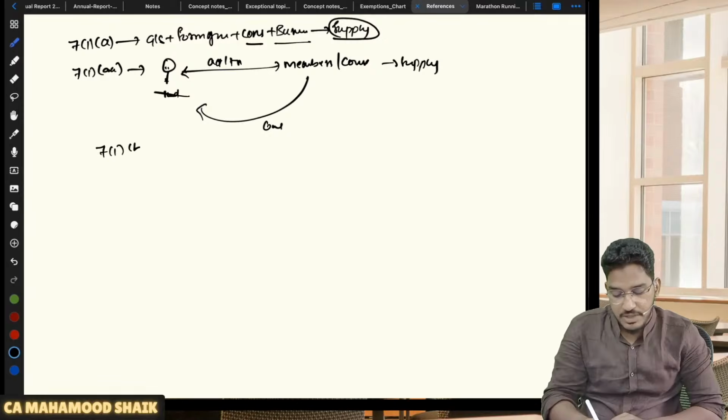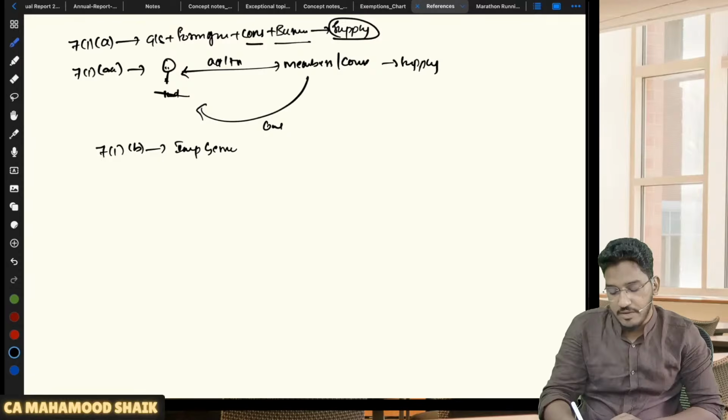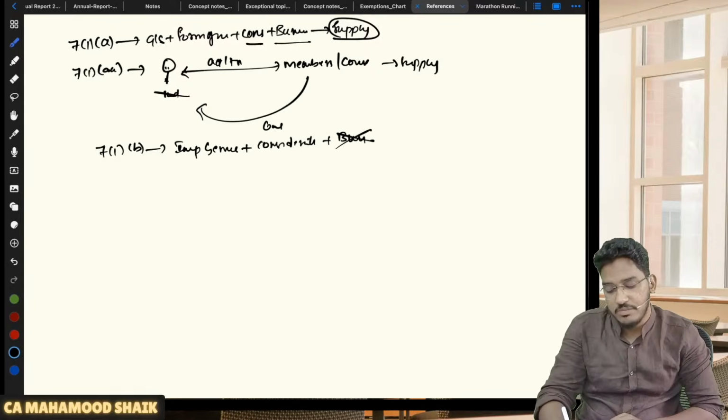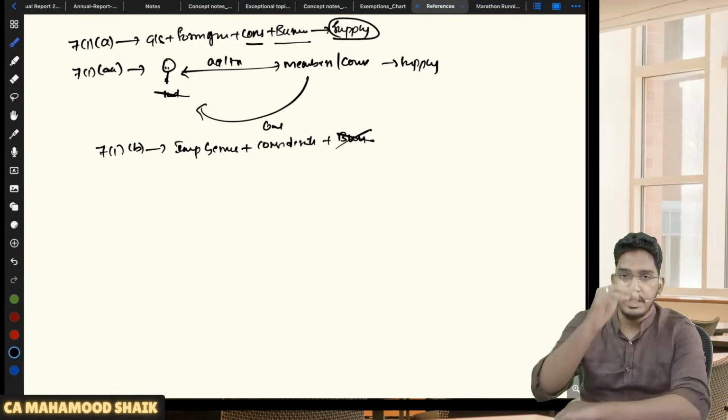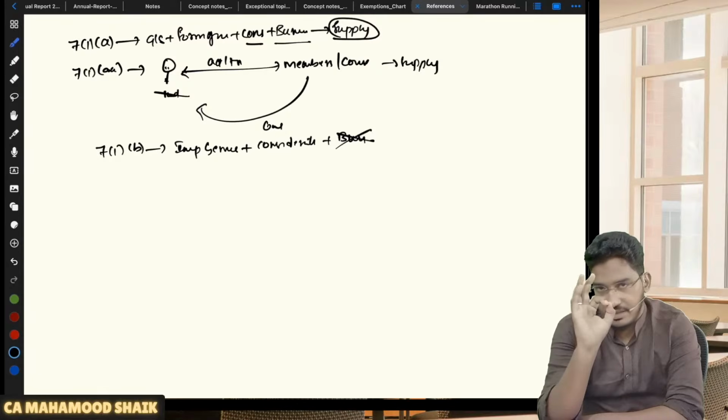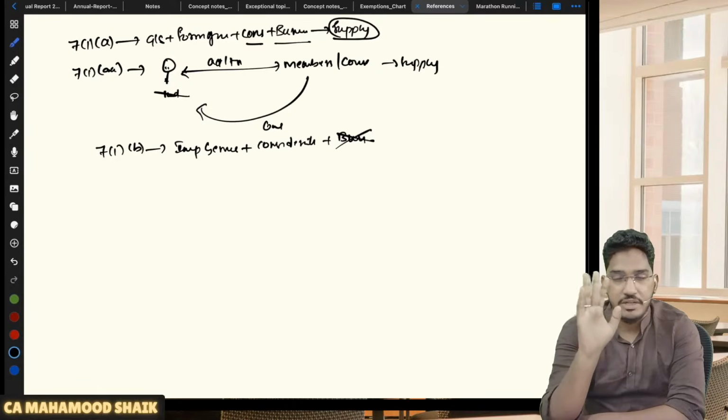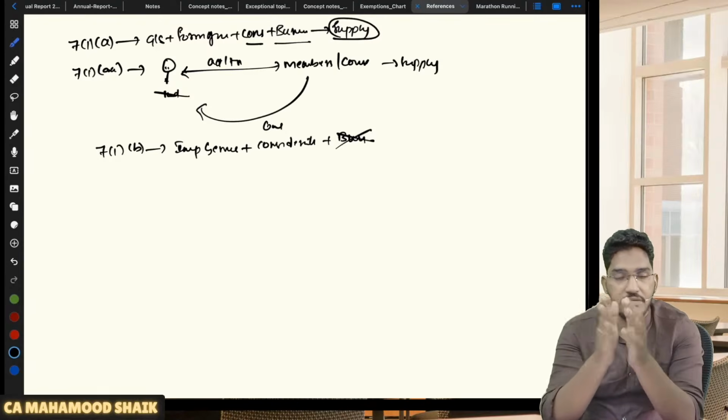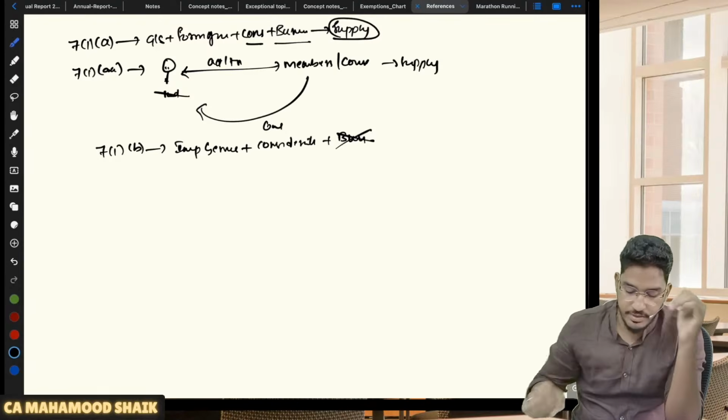Then we have section 7 subsection 1 clause B, which says that if you are importing services for a consideration, whether or not in the course or furtherance of the business, the business condition doesn't matter. If you are importing the services and there is a consideration for that, that's all. It will be enough for it to get qualified as supply. We need not check whether it is in the course or furtherance of the business or not.